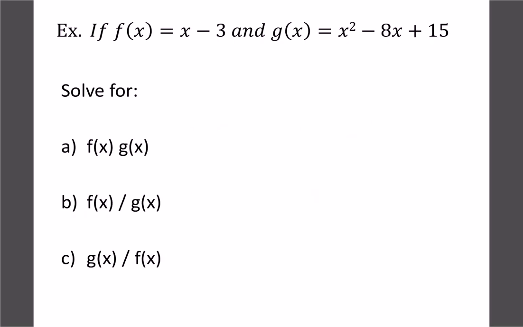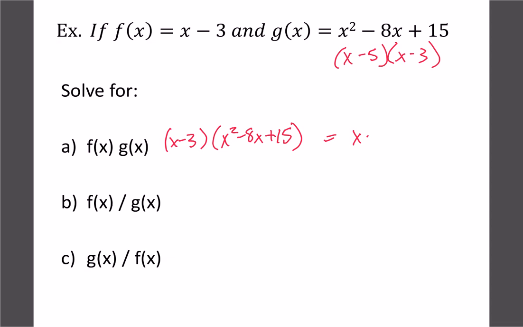Okay, let's try a few more, but with multiplying, dividing. So in this case, we've got a multiplication, so we have x minus 3. We're going to times that by x squared minus 8x plus 15. So we could leave it like that, or quite often if you get quadratics and things like that, it's a good idea to maybe factor them. So you could see the factors of this one would be x minus 5 and x minus 3. So we could also write this as x minus 3 squared, because we have two of them, and x minus 5 would be the simplest way to write that one.